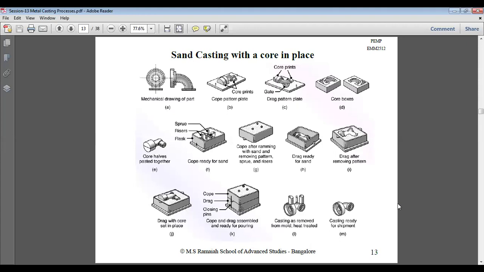Mechanical drawing of part, hook pattern plate, drag plate pattern. We can see two different parts of molding flask. Then four boxes are there. Then we are having mold flask. Then these are stepwise formation of sand casted materials. So from here to here, we have completely made from drawing to the actual component. This is called sand casting process. So these are different stages that we have discussed in detail. It's time to just know the important steps and how they take place.